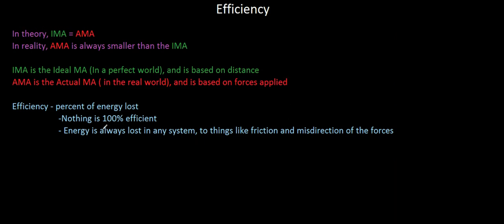And there's an equation to figure out how much energy we actually lost. So efficiency is a percentage. To measure that percent efficiency, or percent E, we set it equal to AMA divided by IMA. And then we multiply that fraction by 100.